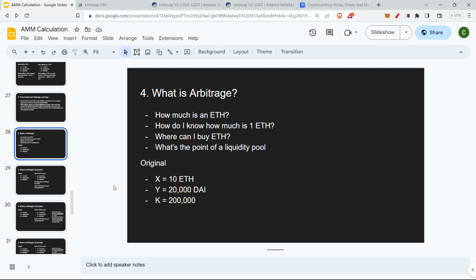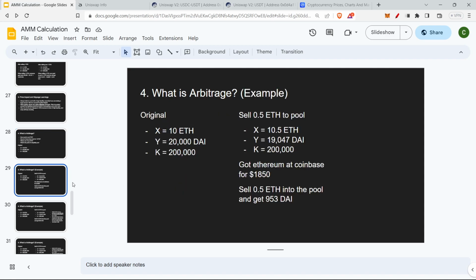So you bought one Ethereum from Coinbase for $1,842. Then you sell 0.5 ETH to this pool and you got 953 DAI. I did the calculations for you. So when you sell 0.5 ETH to this pool, X becomes 10.5, and you calculate for Y, which gives you 19k. So you take 20k and subtract 19k from it, you get 953 DAI.